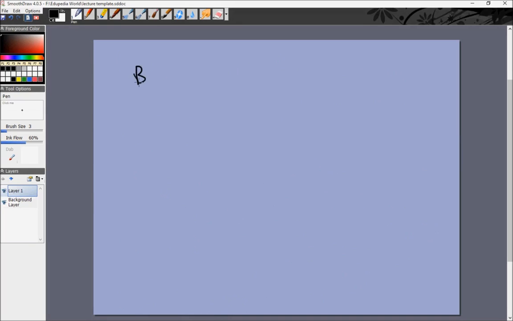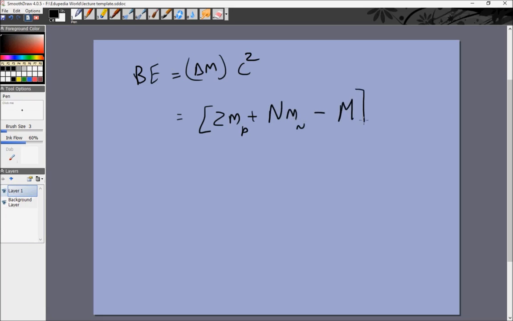So the binding energy is delta m times c square for any nucleus. Or it can be written as Z times the mass of protons, Z is the number of protons multiplied by the mass of each proton, plus N times the mass of neutrons, the number of neutrons multiplied by the mass of each neutron, minus M, which is the mass of the nucleus, times c squared. Right. So this is the total mass of the constituent nucleons, and this is the mass of the atom.